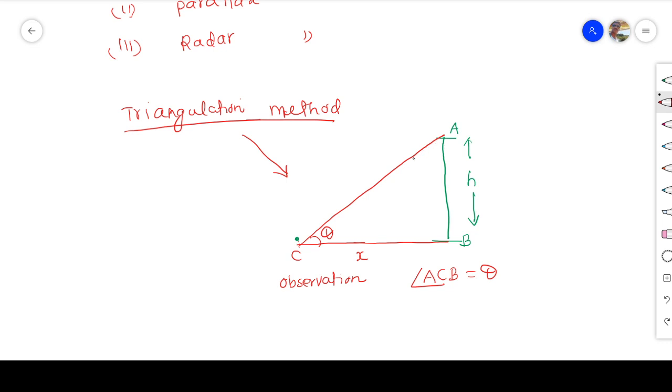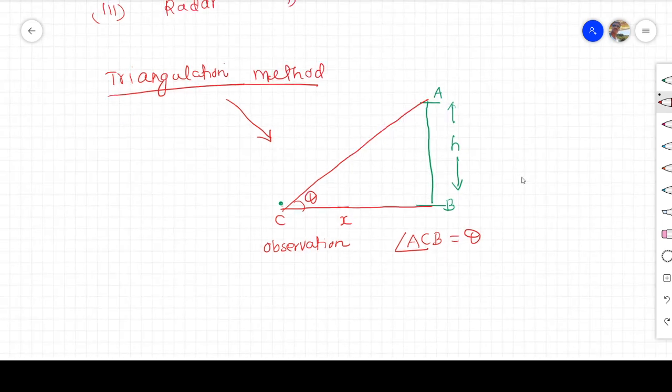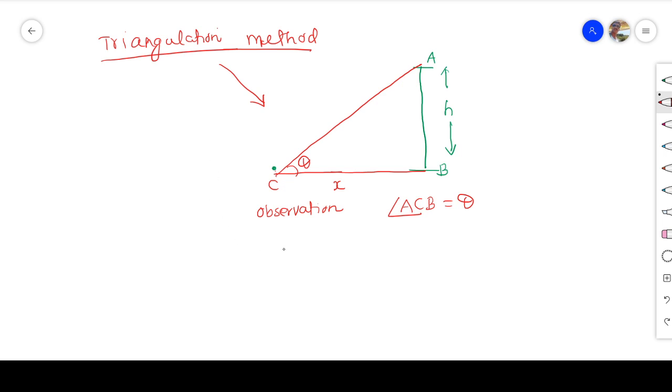In triangle ACB, what is the angle at C? Theta. Now it is a right angle triangle. For a right angle triangle, I know that tan theta is equal to opposite side by adjacent side. The opposite side is h. The adjacent side is x, because C is at a distance x from B. What I want is h, the height of the building. This implies h is equal to x tan theta.